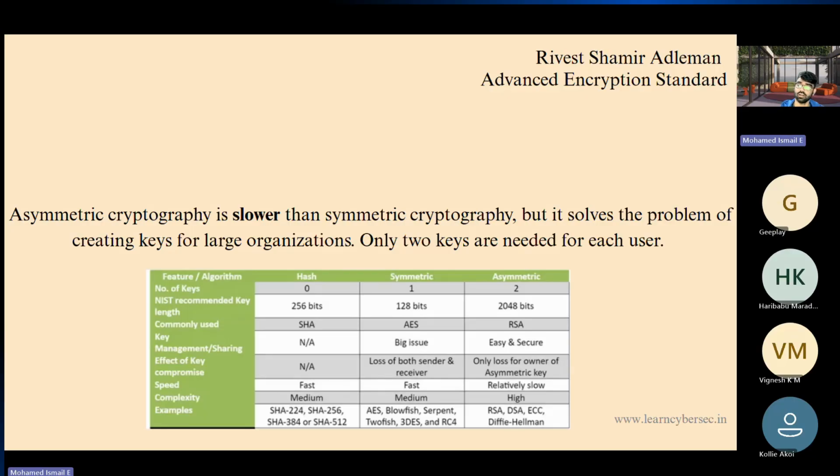NIST recommended length is 256 bits. The popular SHA algorithms are SHA-224, SHA-256, SHA-384, SHA-512. These are all hash algorithms. So far we have seen the symmetric algorithm, asymmetric algorithm, and hashing algorithm, what is symmetric, what is asymmetric, what is hashing. We just summarized it in this table.